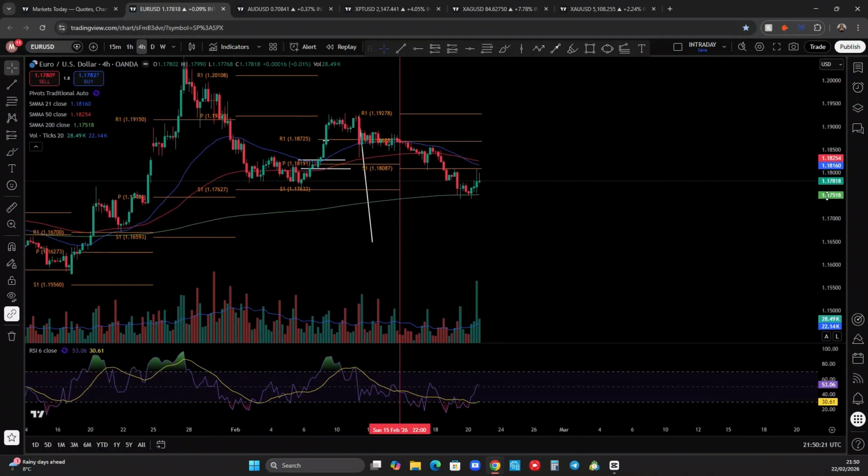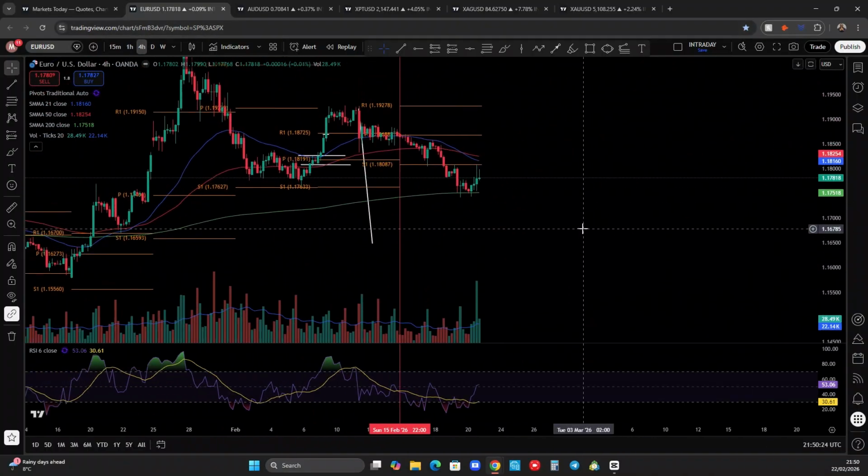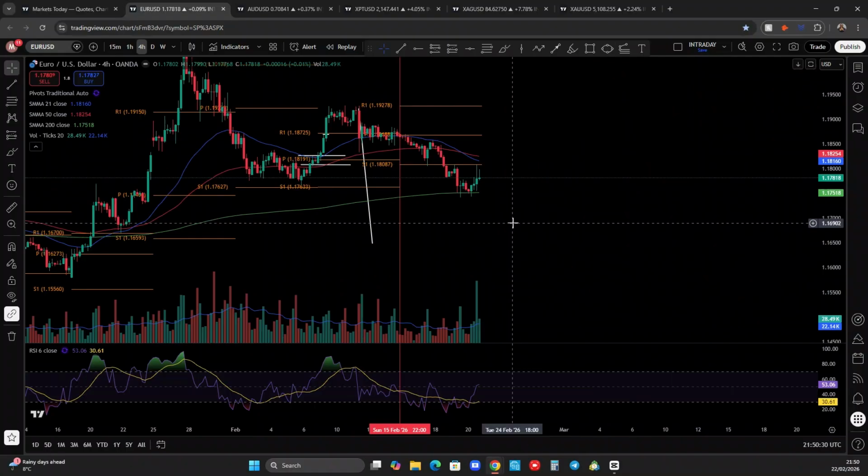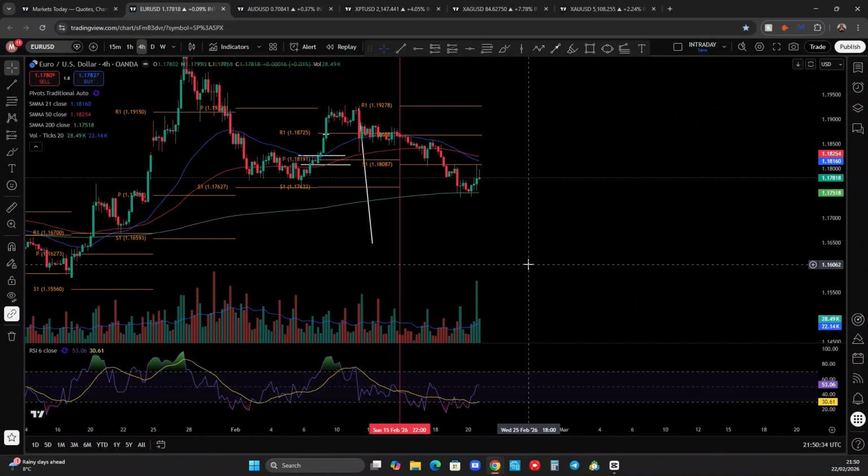Nothing much happened last week on the Euro USD, so we will maintain sitting on our hands for the week coming. That's it for now. This was a short one because nothing really happened on the Euro.